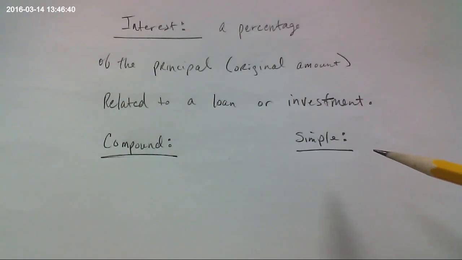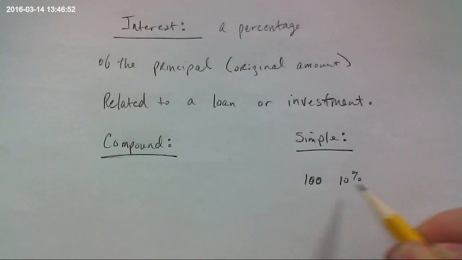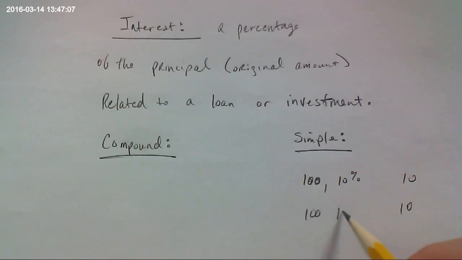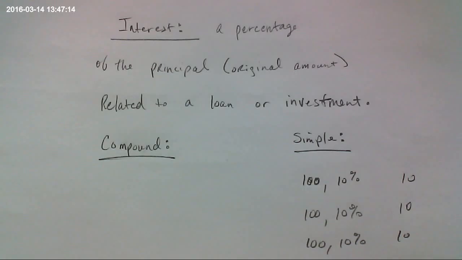So we calculate interest every year. Okay? So if you invested $100 at 10% interest, at the end of the first year, you would make $10. Would you agree with that? At the end of the second year, you would make another $10 because it's just that $100 at 10%. And the third year, you'd make $10. Do you follow me? That's called simple interest.